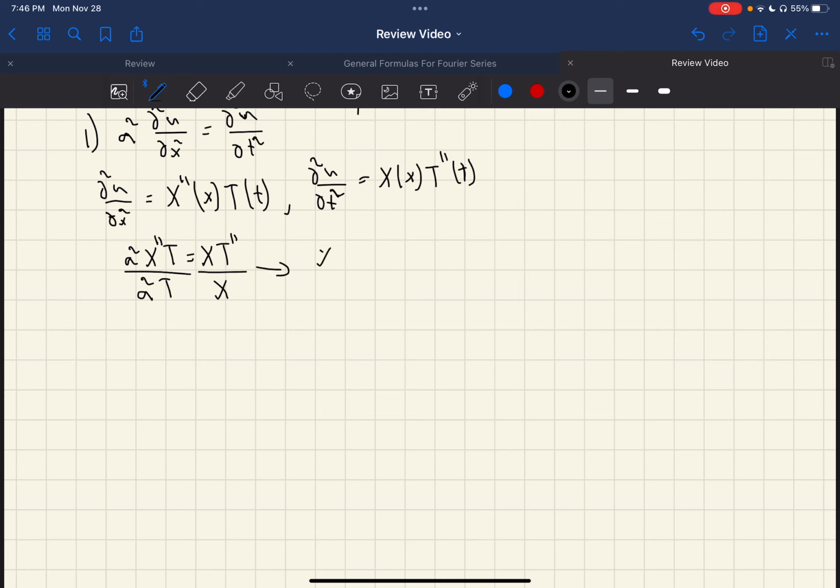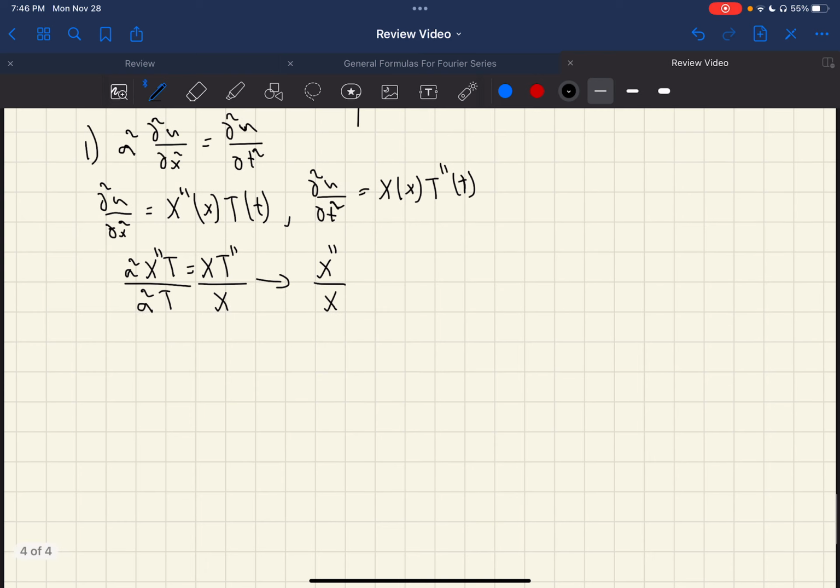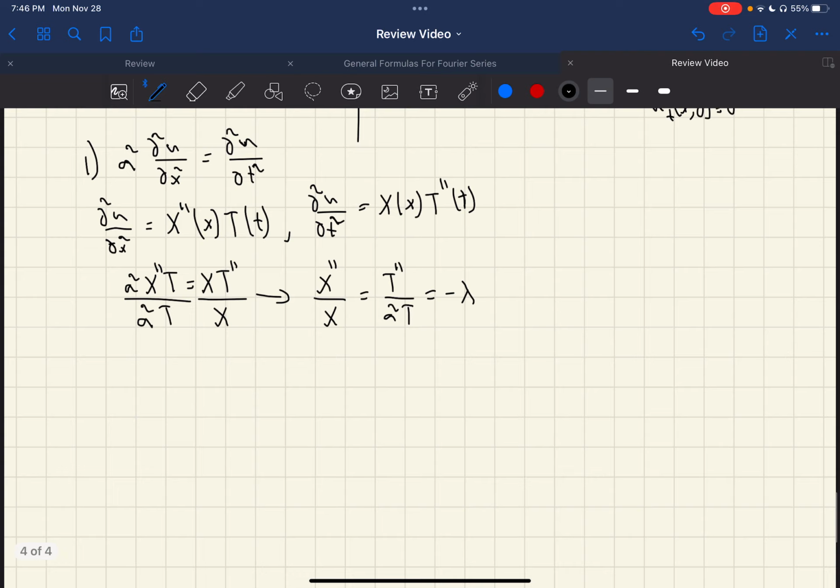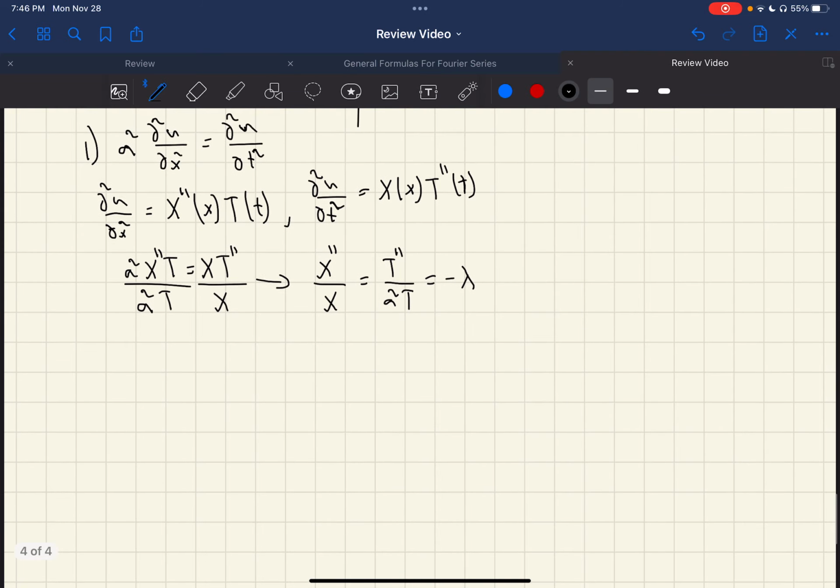And that leaves us with X double prime for X. And these are all capital X's, no lowercase x. It's equal to T prime, or T double prime over a squared times T. And then we set both of them equal to negative lambda. And so now we have two equations, and now we have to write each out.